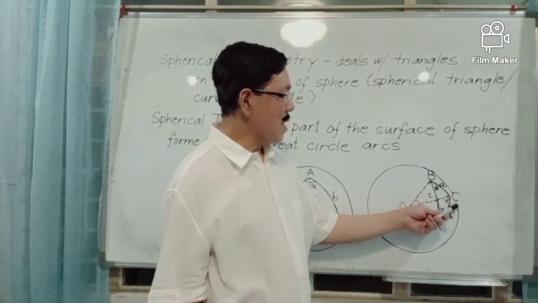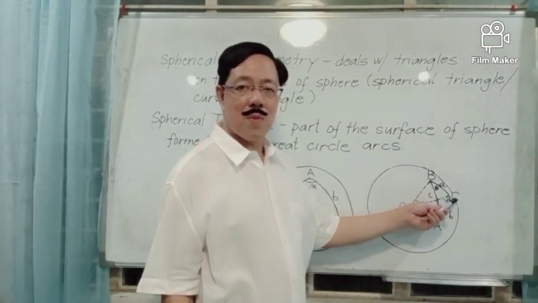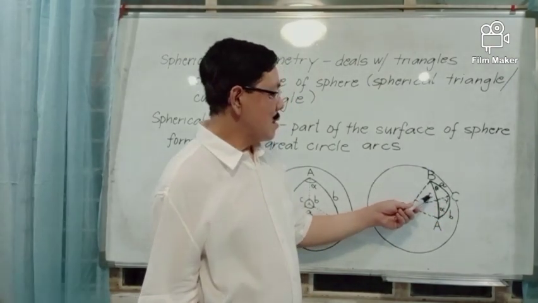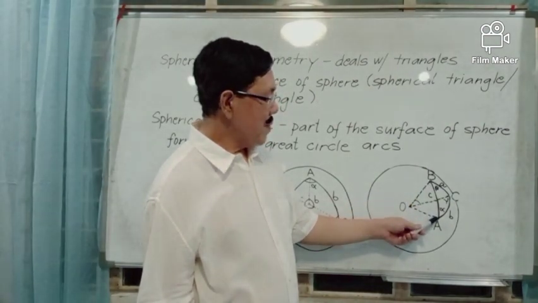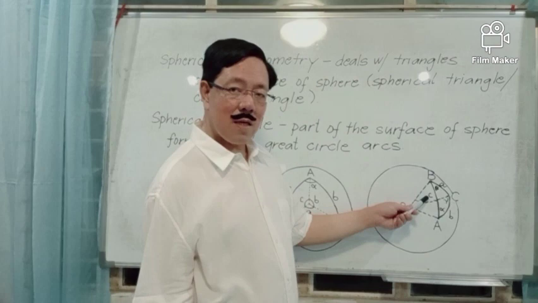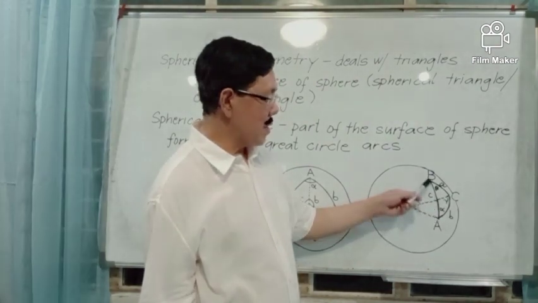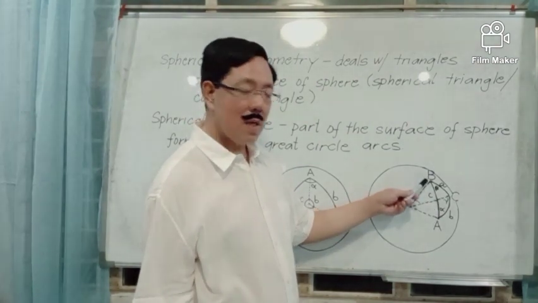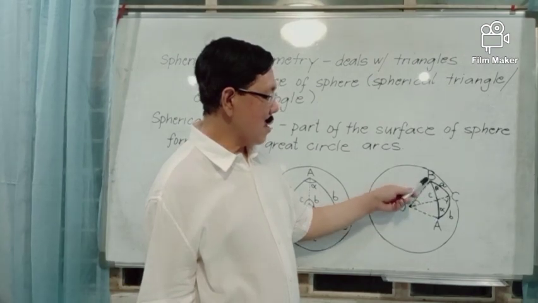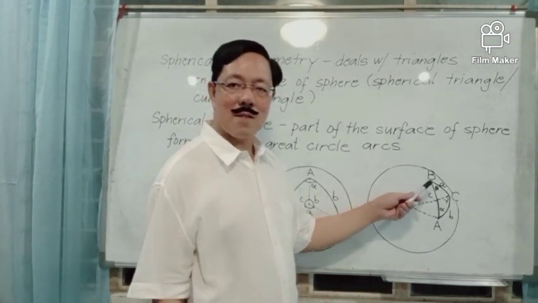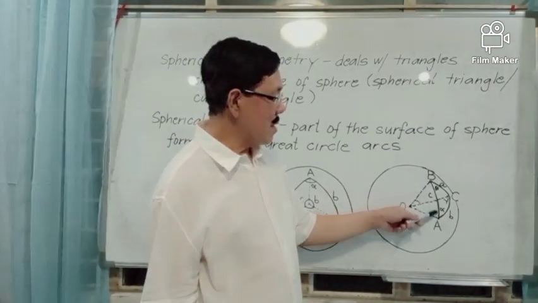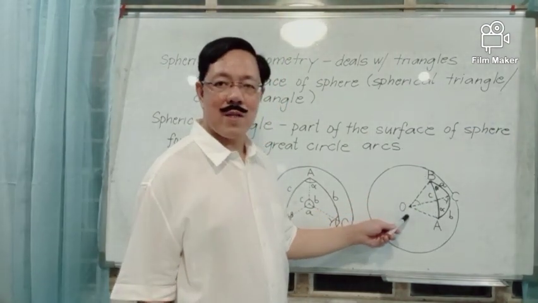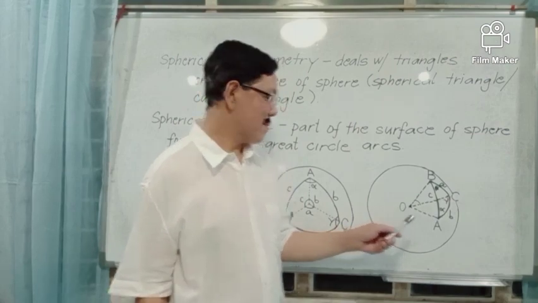And lastly, the side opposite vertex C, this small letter c, is the length of this arc through vertices A and B, and the length of this arc AB is equal to the angle subtended by this arc AB at the center of the sphere.